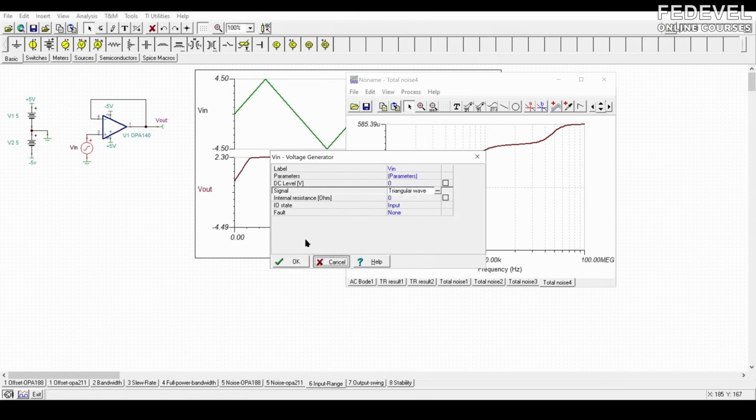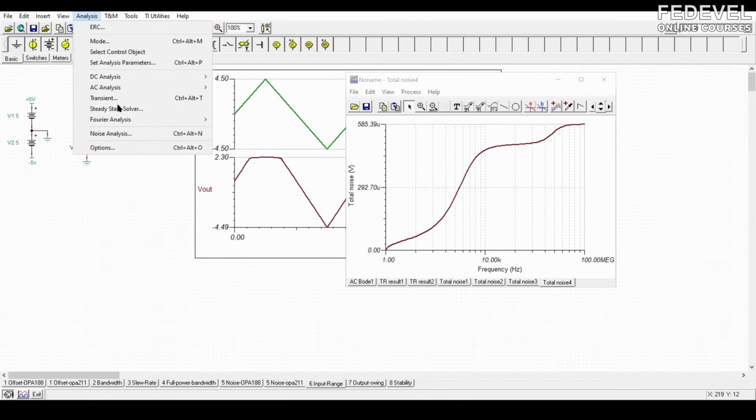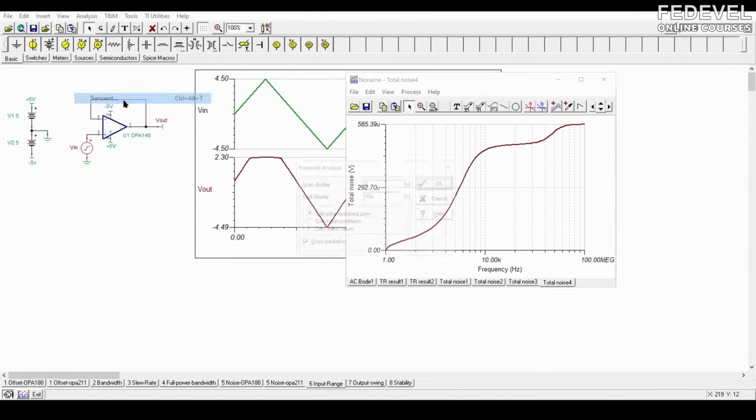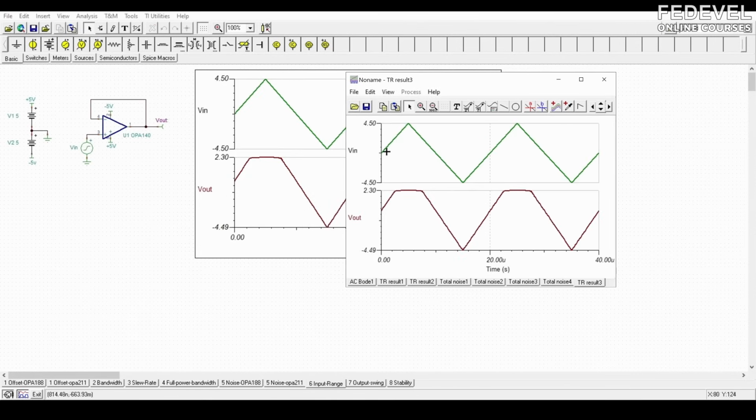And if I run the analysis, again, we're looking at a time-based or transient analysis. The input signal is a nice triangle. It's a buffer, so the output should be the same as the input, but it clips, basically, due to the common mode limitation.